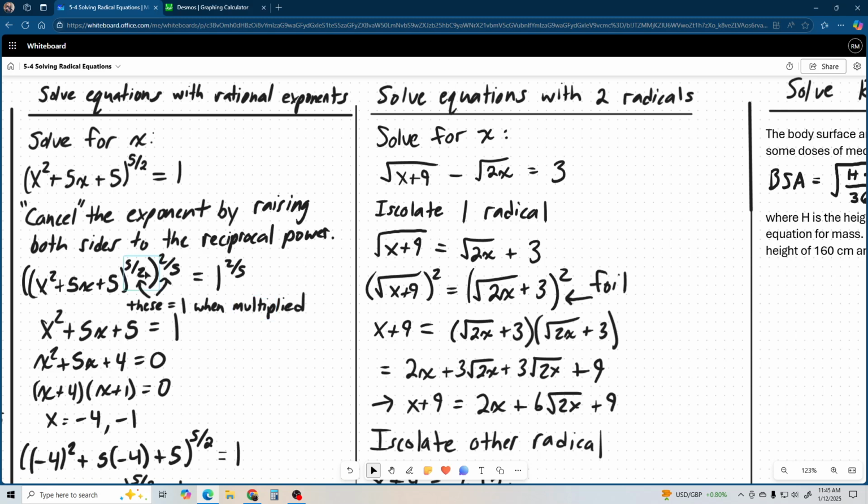So this is going to become x² + 5x + 5 to the first power. In other words, it gets rid of the exponent, because anything to the first power is just itself. When these multiply together, they cancel out. So x² + 5x + 5 equals 1 to the 2/5. It doesn't matter what you do to 1: 1 times itself, divided by itself, to the square root of itself, it's always 1. So 1 to the 2/5 is just 1.